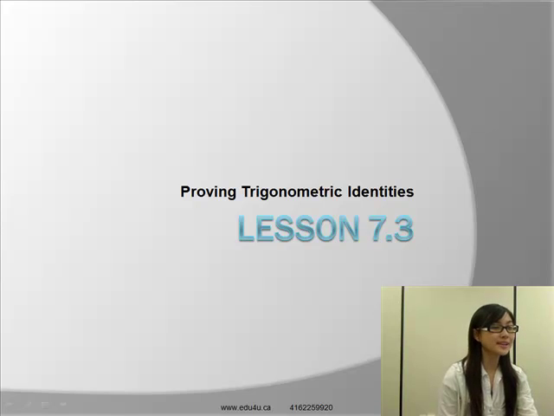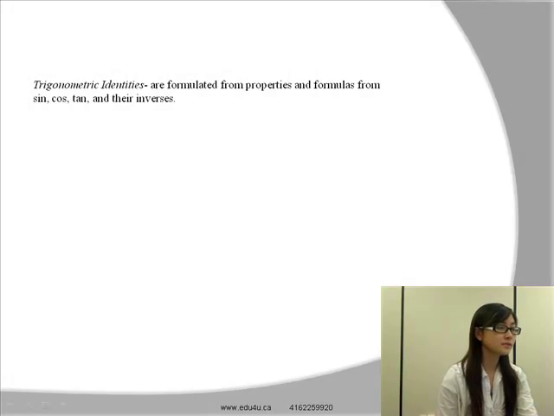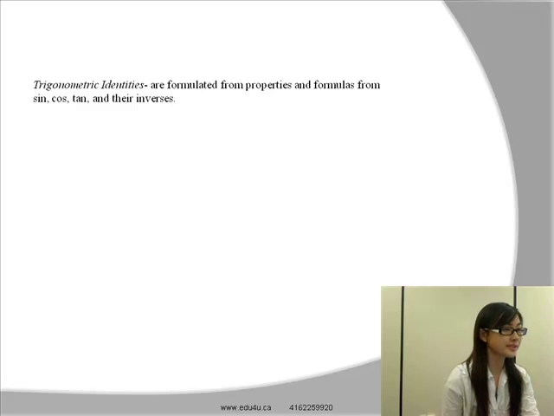Hi everyone, we're starting on lesson 7.3 today of proving trigonometric identities. Trigonometric identities are formulated from properties and formulas from sine, cosine, tangent, and their inverses. Recall from previous lecture of reciprocal identities.